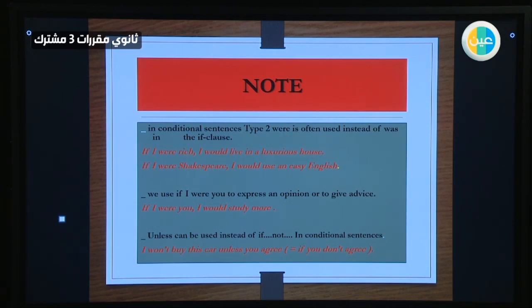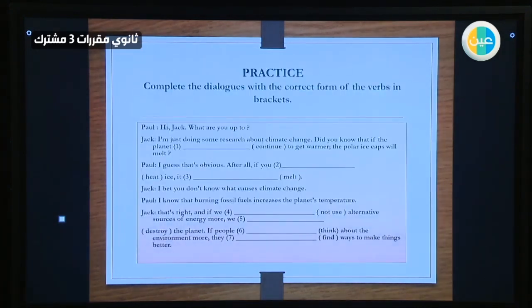Unless, what's unless? Unless can be used instead of if not. So unless means if not. Equal to if not in conditional sentence. I will not buy this car unless you agree. If you don't agree. So unless means if not. If you don't agree. Okay, now let's go to practice and do or try to look, imagine what would be the answer.